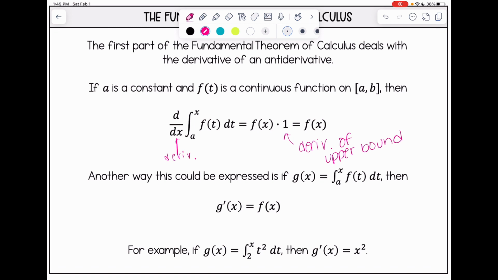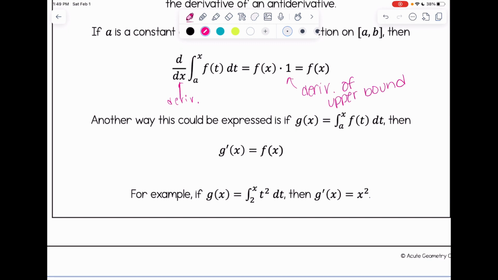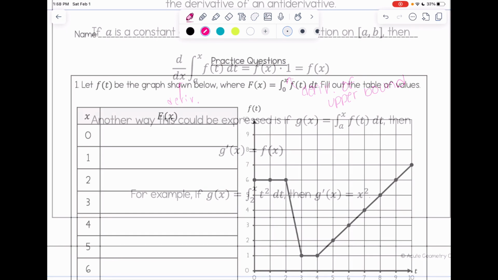Another way this could be expressed is if g of x is equal to the integral from a to x of f of t dt, then g prime of x is equal to f of x. So for example, if g of x is equal to the definite integral from 2 to x of t squared dt, then g prime of x is equal to x squared.